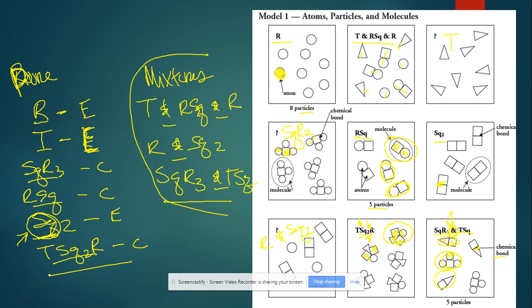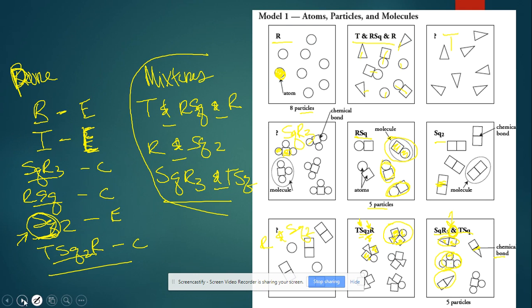15C, what kinds of matter can we separate physically? That's going to be mixtures only. And then what types of matter can we separate chemically? That's going to be compounds. So compounds we can send through chemical changes to turn them into their base elements.